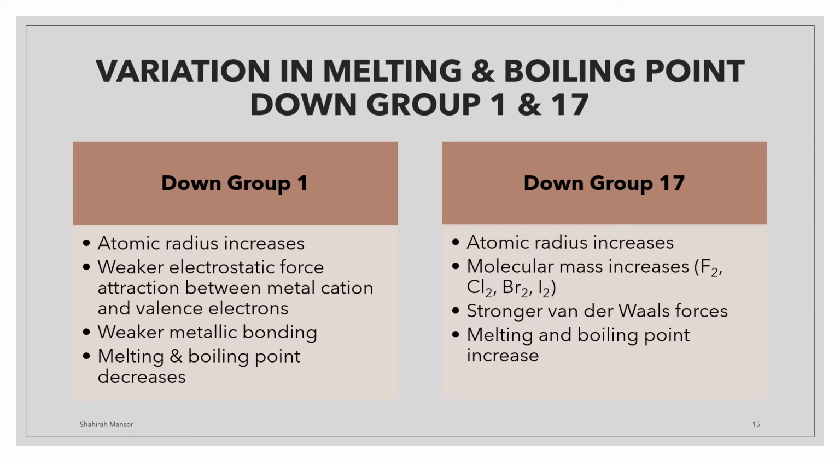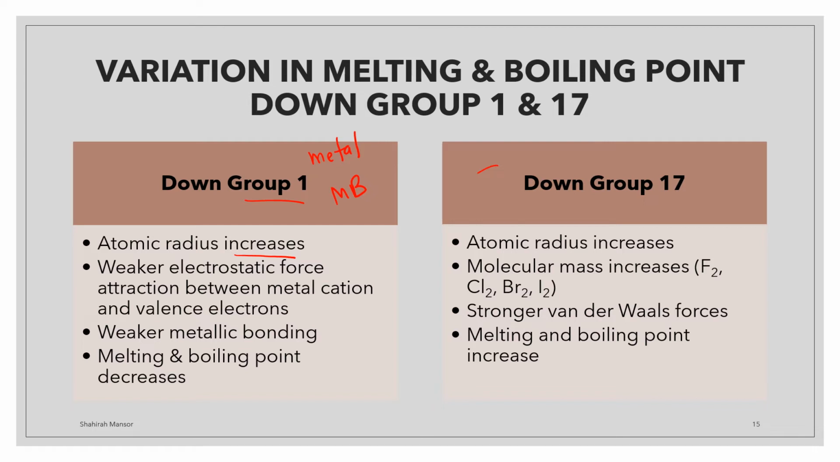To predict the melting and boiling point down group 1 and group 17, let us see these two comparisons. So group 1 adalah metal. So in metal, of course, kita akan ada metallic bonding. So going down group 1, atomic radius will increase. So apabila atomic radius increases, we should expect the cation size pun akan besar apabila menuruni kumpulan 1.